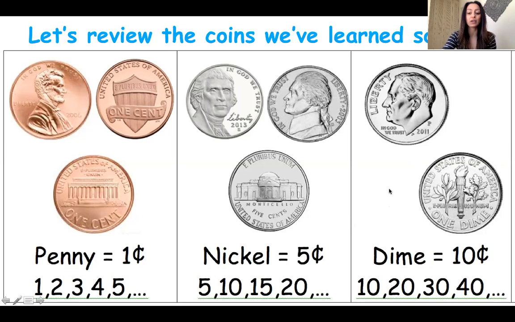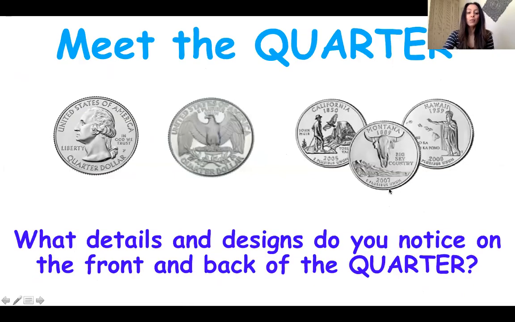So let's meet the quarter. What details and designs do you notice on the front and back of the quarter? So like all the other coins, the quarter has 2 sides, a heads and a tails, or a front and a back. And as you look at the screen, you can see that the fronts and backs of the quarter can be very, very different. So take a moment, pause the video, and really study all the different ways that a quarter can look. Play the video when you're ready.